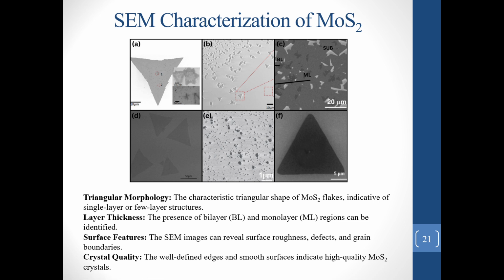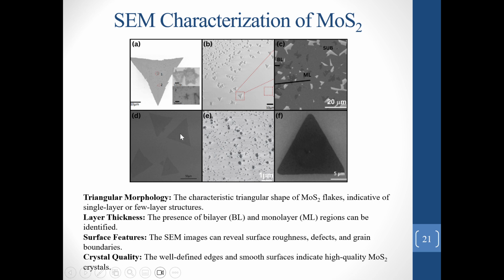Now let's move on to the SEM characterization of MoS2. These are images which we took from different literature research articles. These are the SEM characterizations. From these results, first of all we see the triangular morphology. The characteristic triangular shape of MoS2 flakes indicates a single layer or few layer structure. So you can see that there are MoS2 flakes. These are the triangular MoS2 flakes.